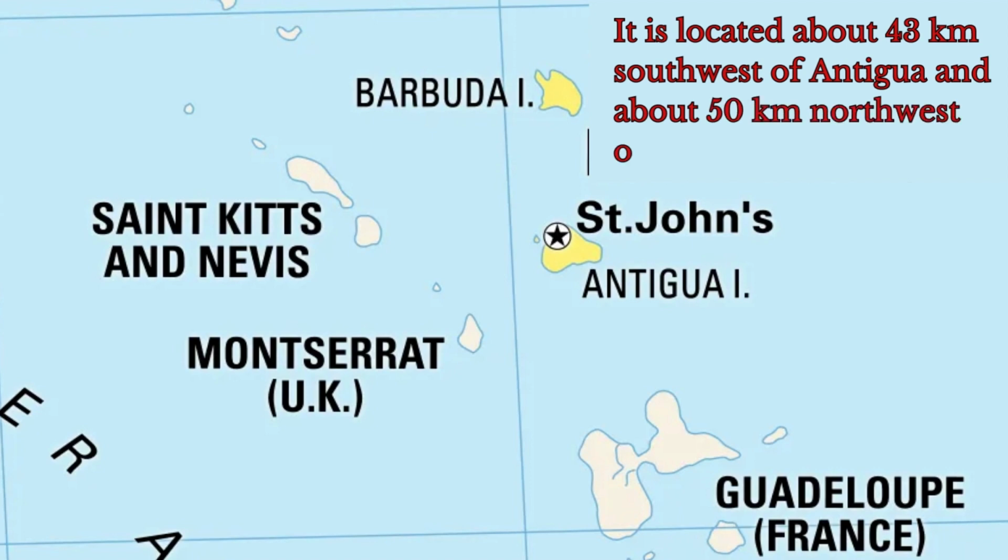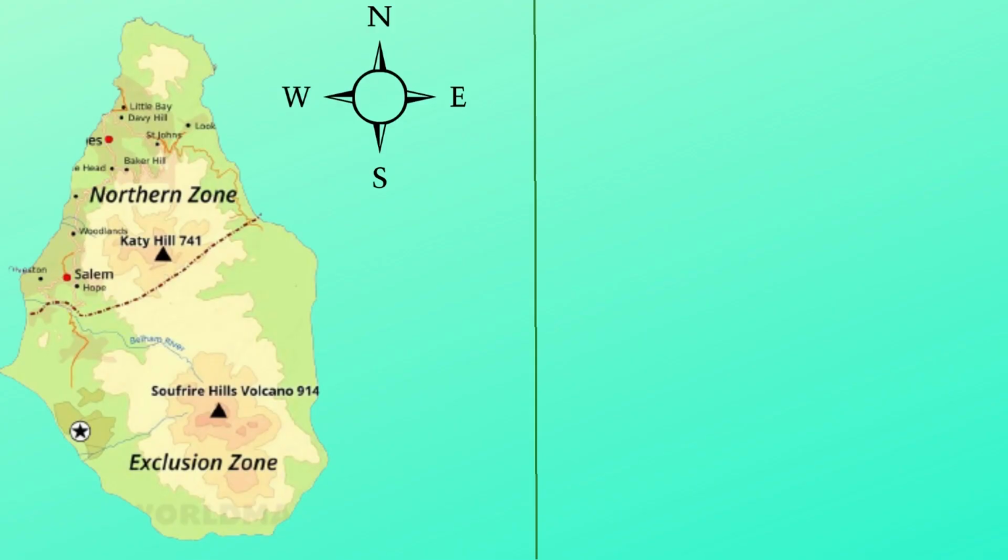The map shows that it is located to the southwest of Antigua and Barbuda and to the northwest of Guadeloupe. All right, we can identify Guadeloupe easily because it has a butterfly shape. Guadeloupe is unique in that one side is volcanic, the other side is mainly made of limestone.